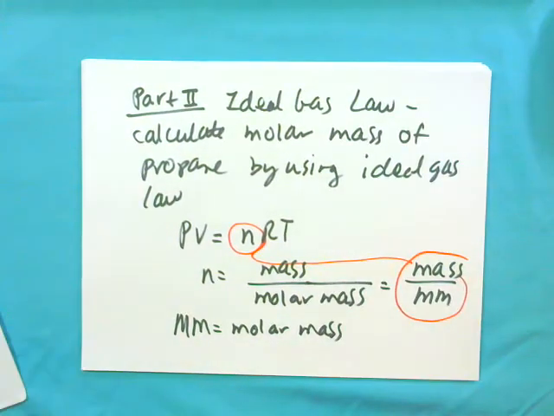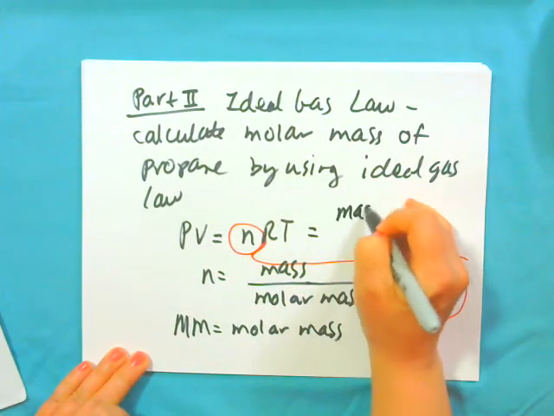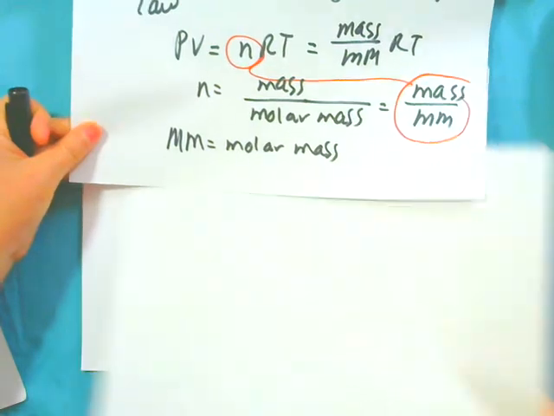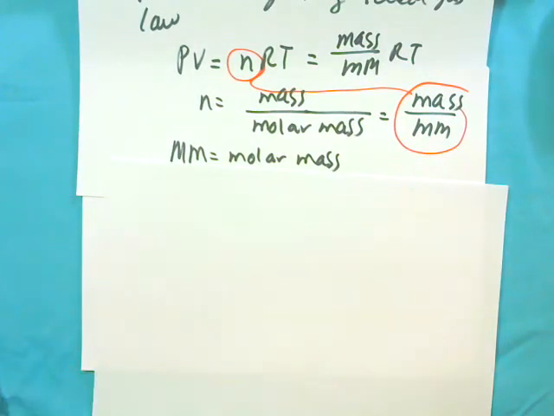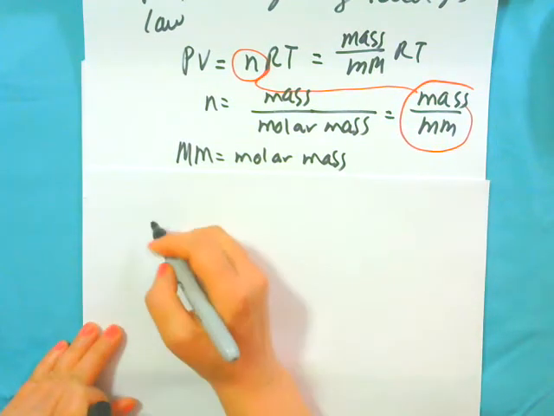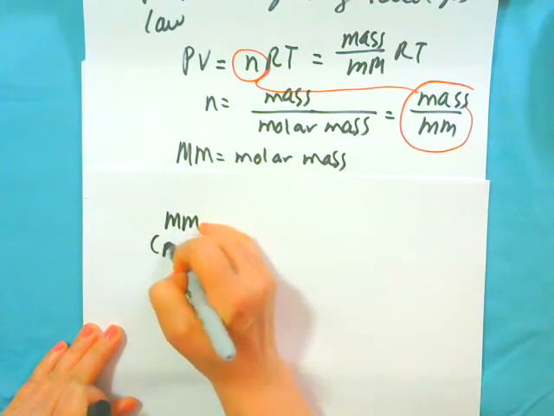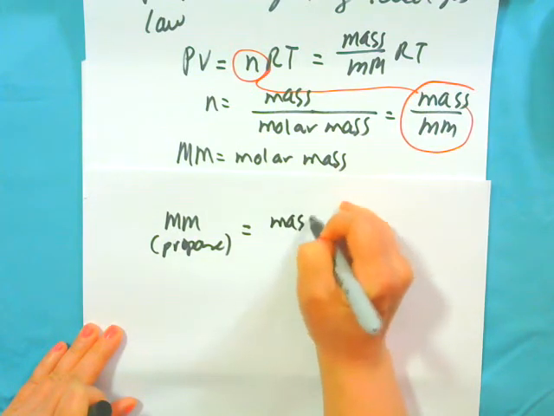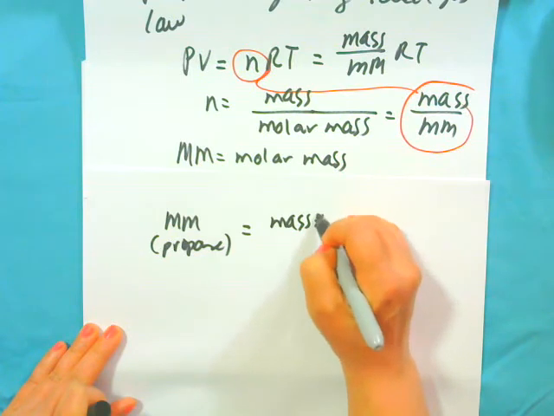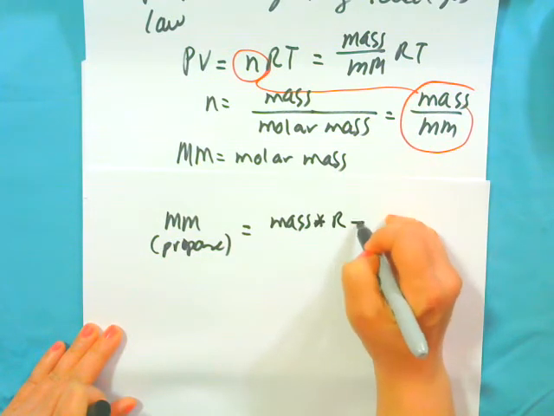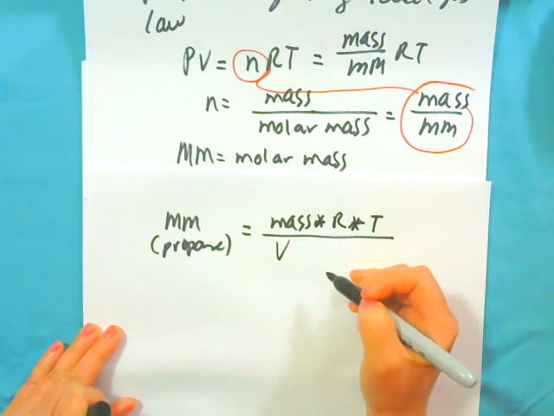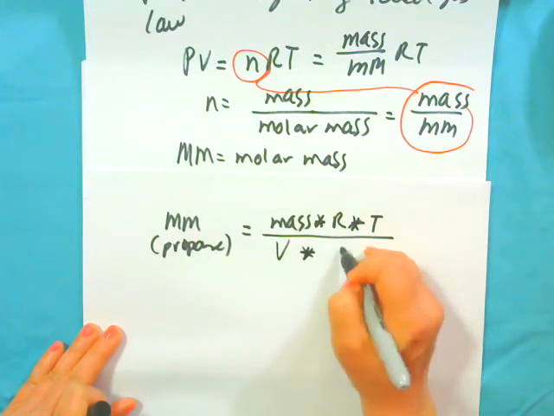So this would be mass over MM times RT. You rearrange the equation a little bit, and you end up with the equation that you're going to use to calculate the molar mass of your propane. And your equation turns out to be MM of propane is equal to mass, the mass of the gas, times R, the ideal gas law constant, times the temperature, divided by the volume of that propane times the pressure.